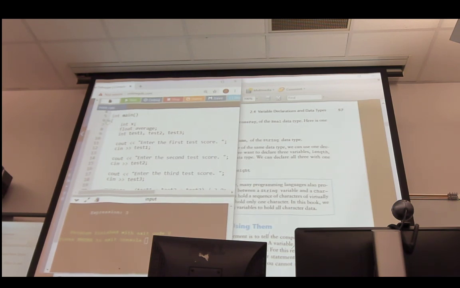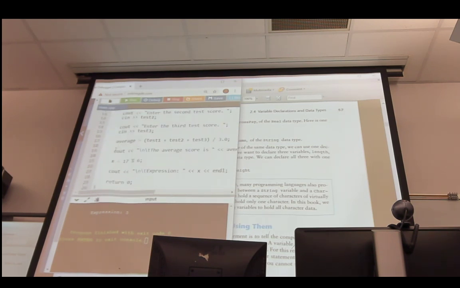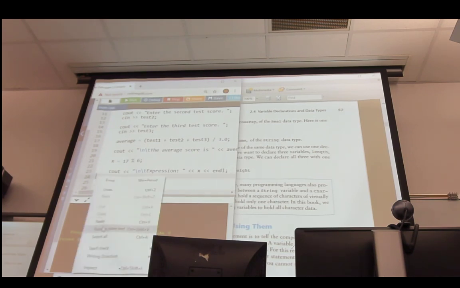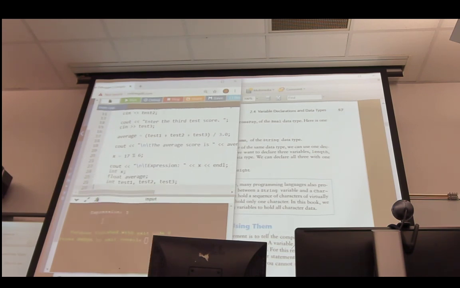Now, take for instance, we don't have this at the beginning, but we have it at the end. What's going to happen? We're going to get errors. The computer will not know what test one is. What is test one? You know, cin test one. What is test one? cin test two. It will say, what is test two? You know, average is equal to test one plus test. What is average? It won't know what those variables are, won't have a space allocated for them, and it won't know the data type. So it's going to give you an error.